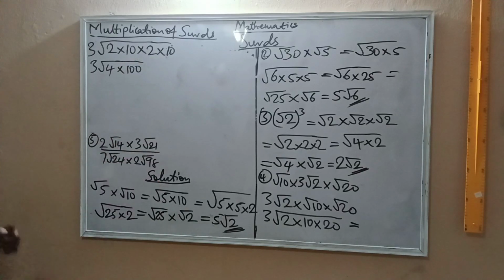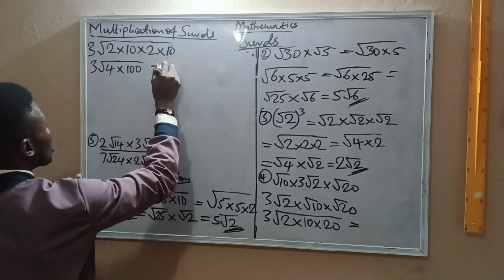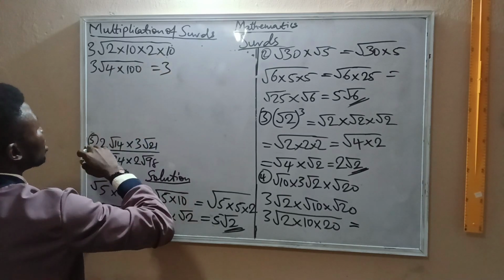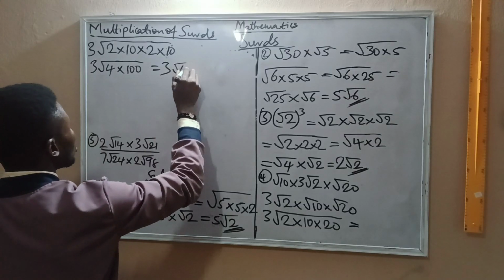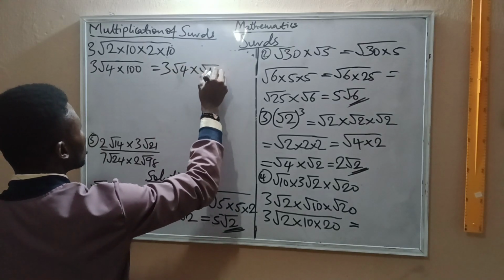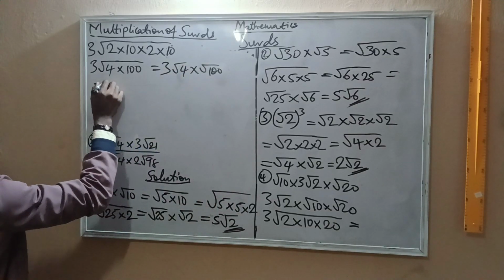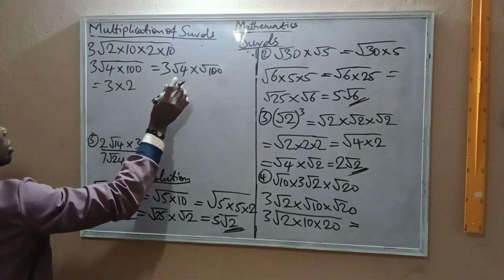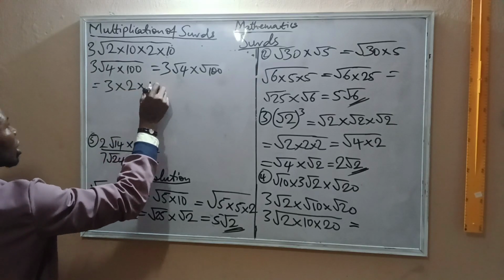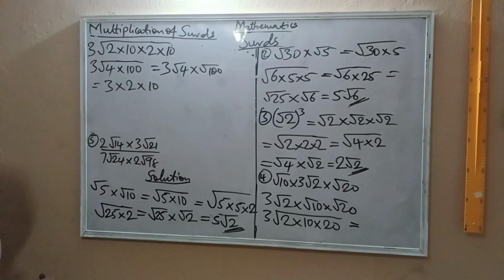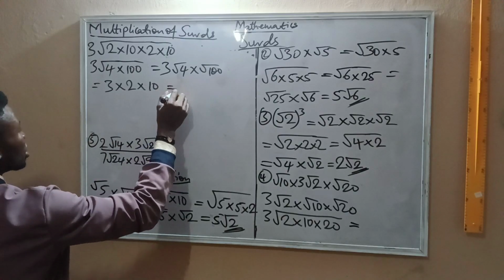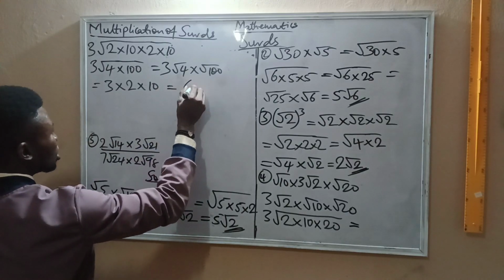So you see that we've gotten 2 perfect squares from that expression. So this is 3, of course, surd 4 multiplied by surd 100. And this is equal to 3 multiplied by 2, which is from surd 4, multiplied by 10, which is from surd 100. And this will give us 3 times 2 is 6 times 10, 60.